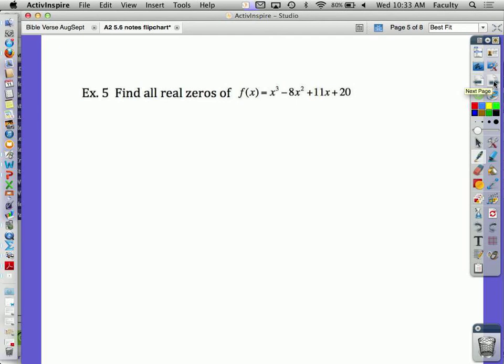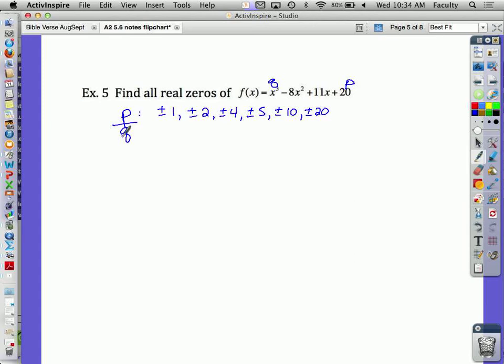In example 5, it actually says find all the real zeros. Find all the real zeros. Well, because Q is 1, I'm going to skip a step here. P is plus or minus 1, plus or minus 2, plus or minus 4, plus or minus 5, plus or minus 10, plus or minus 20. But because Q is 1, do you see I can list it and make it P over Q? That's the shortcut I can use.